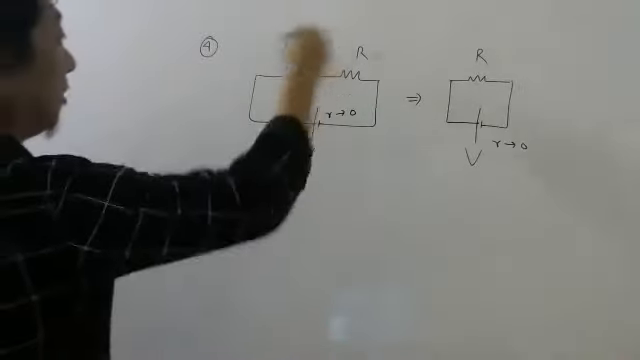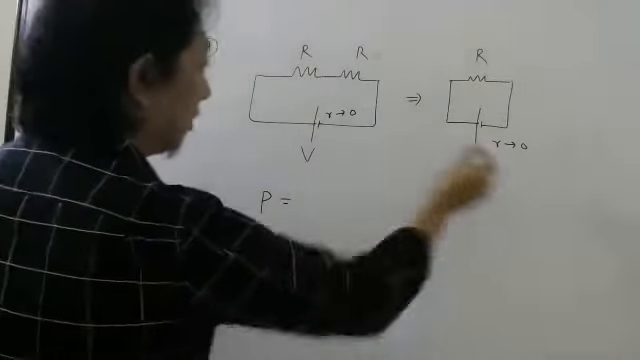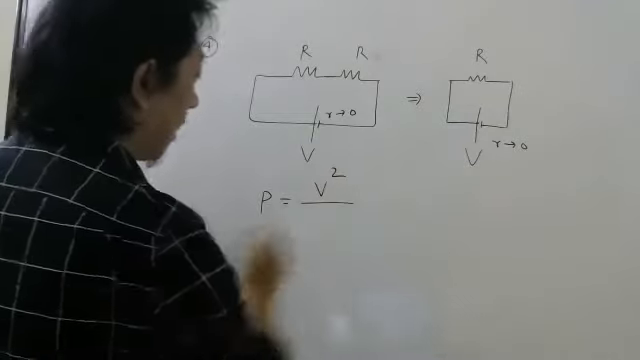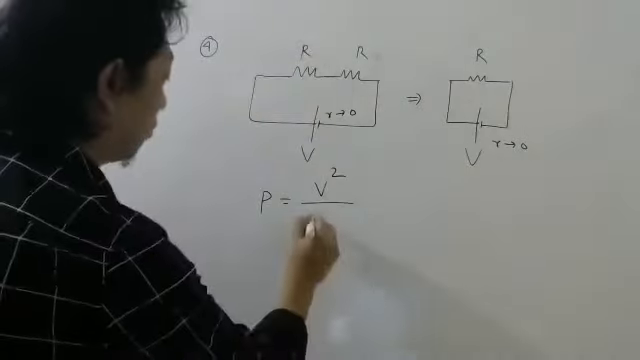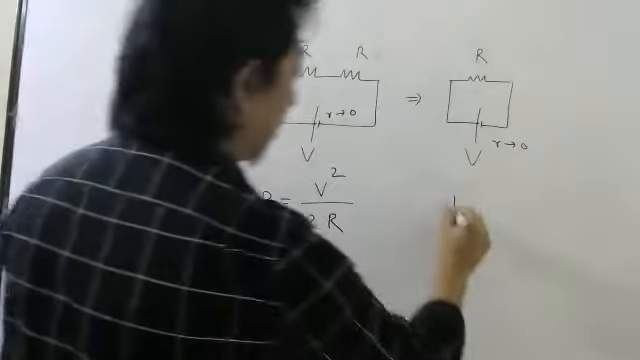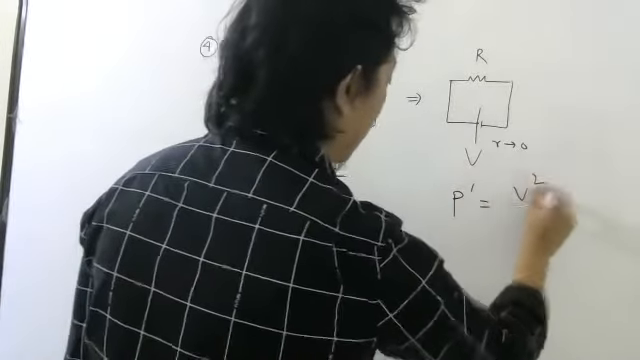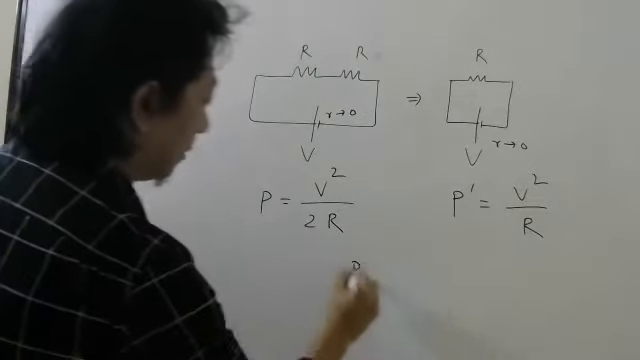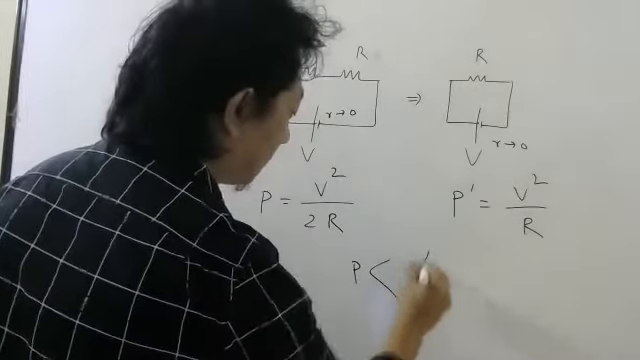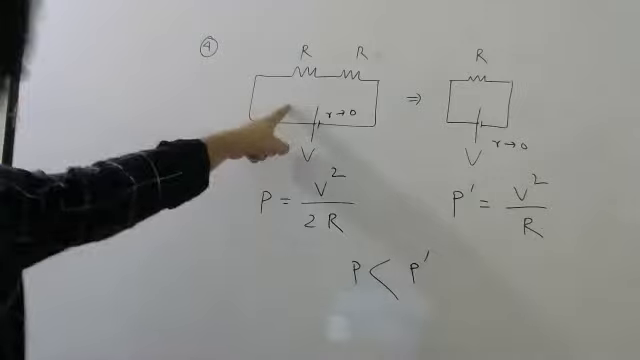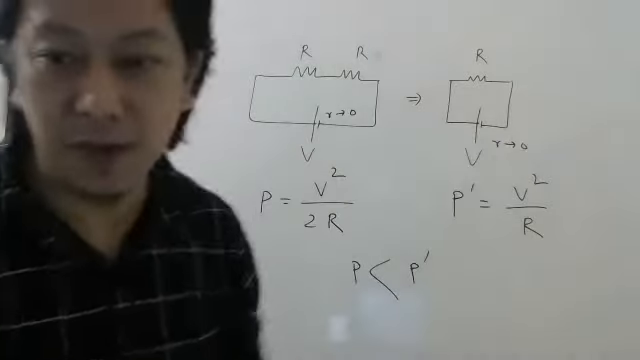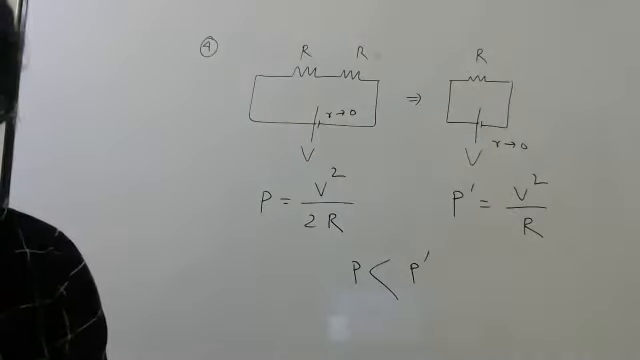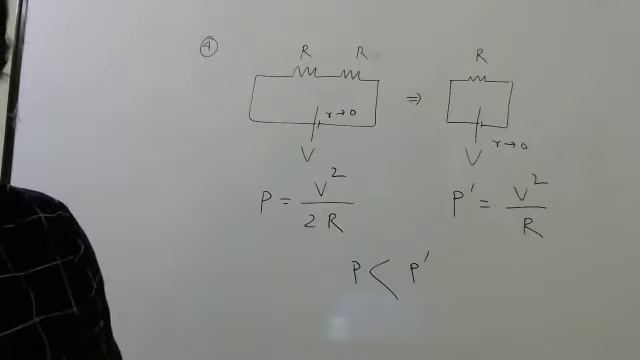So here what will be the power consumed? Since voltage you know, V square by total resistance 2R. And here power consumed will be V square by R. Since this is divided by 2R, this power will be less than this power. So power consumed by this will be less than power consumed by this.